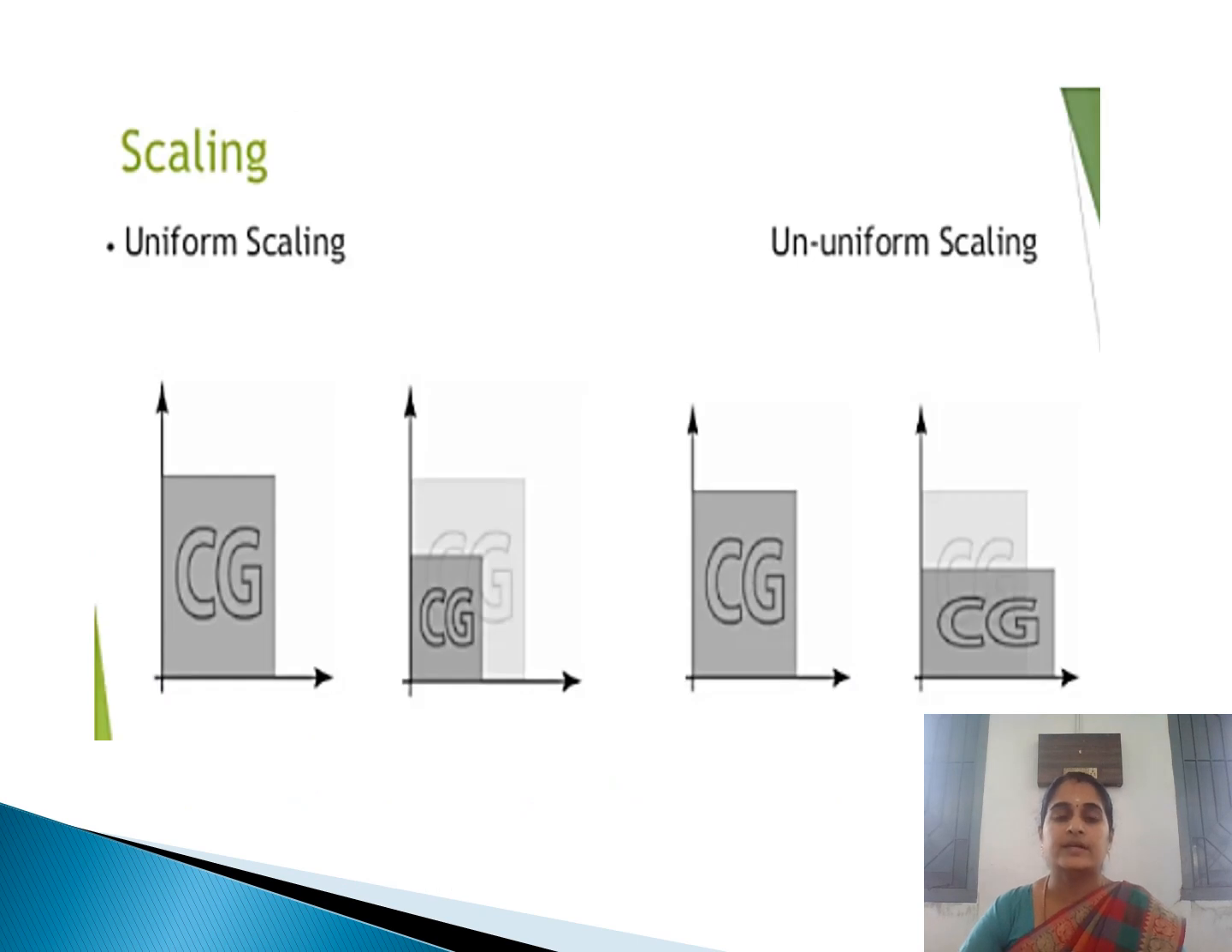This is the diagrammatic representation of scaling. The left one is uniform scaling and the right one is non-uniform scaling. In uniform scaling, the scaling factors should be equal, that is, the values of Sx and Sy should be equal. In the case of non-uniform scaling, there is no need for the scaling factors to be equal.